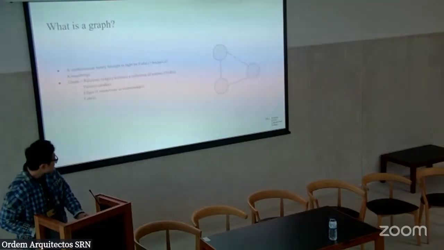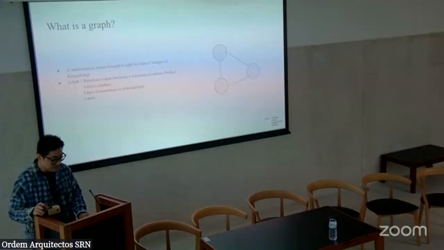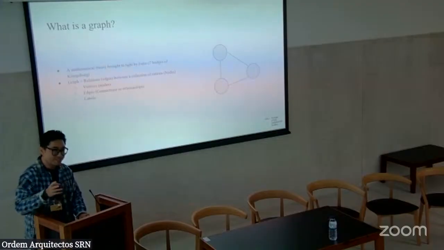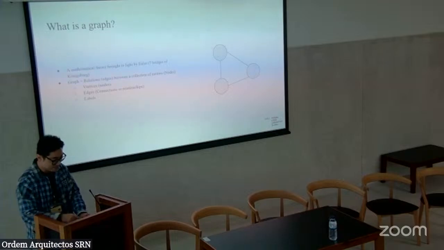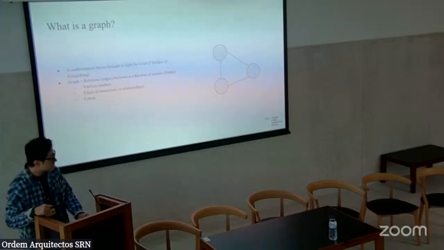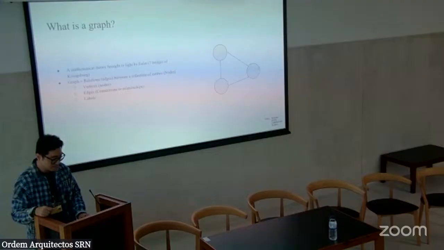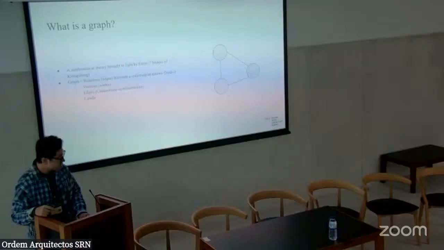But first, let's take a look at what exactly a graph is. I think Professor Wasim just now already introduced it to you guys. I'll just do a quick run through. Graph theory is a concept in mathematics and computer science. It was first theorized by mathematician Euler to solve the seven bridges of Königsberg, if I'm pronouncing it correctly.